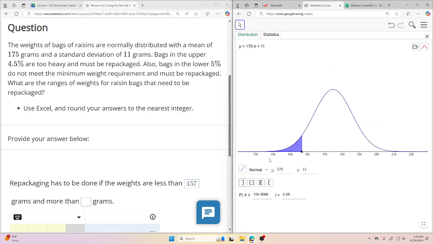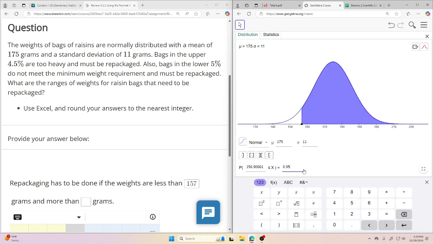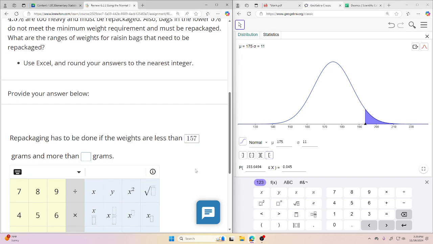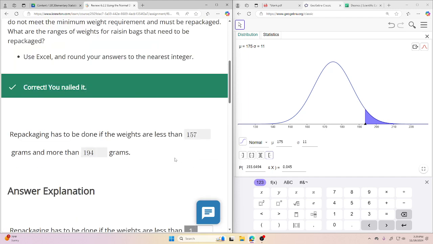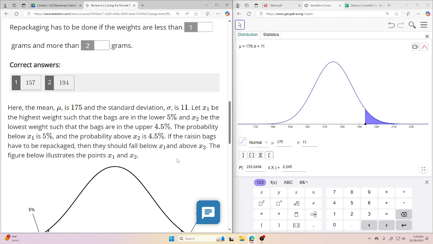And then for the upper, they said the upper 4.5. So notice how I shifted it over, right? I have to do it in decimal form. And does that look like the upper 4.5? Round and good to go. Cool. So once you hit bell curves, now we're in the normal distribution. Now we're in the bell curvy stuff.